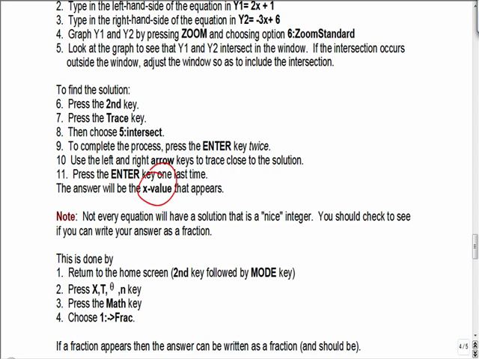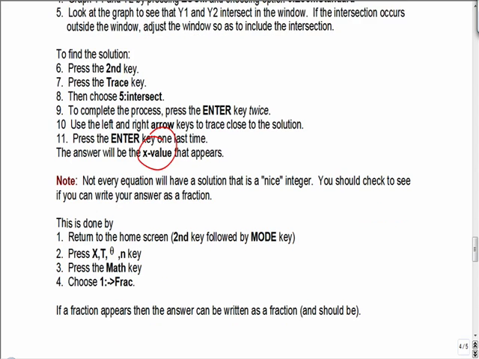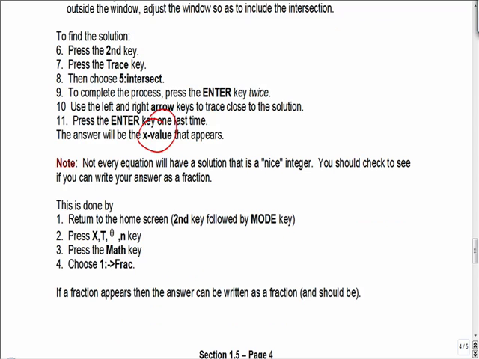Now notice, not every equation will have a solution that's a nice integer. If it's not a nice integer, you should check to see if you can write the answer as a fraction. This is done by returning to the home screen, and if you don't remember how to do that, it's the second key followed by the mode key, and then you press the X,T,theta,n key, which is located near the top of the calculator.